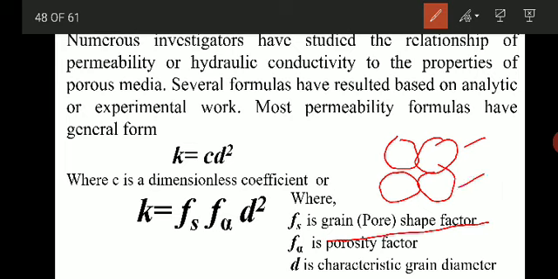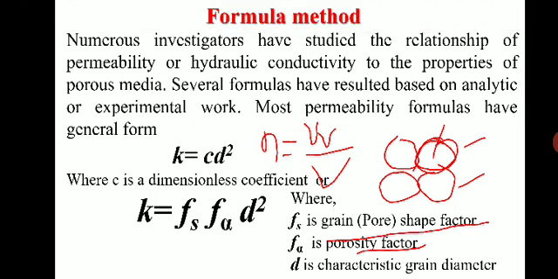So what is the shape of that? That is a factor for that. So that is a grain shape factor. Then porosity factor. How much is the porosity? N is what is the porosity? N is equal to volume of voids divided by total volume of the aquifer, that is the porosity. So porosity factor, and D is the characteristic grain diameter of these grains. So this is the general formula by which you can determine the hydraulic conductivity.